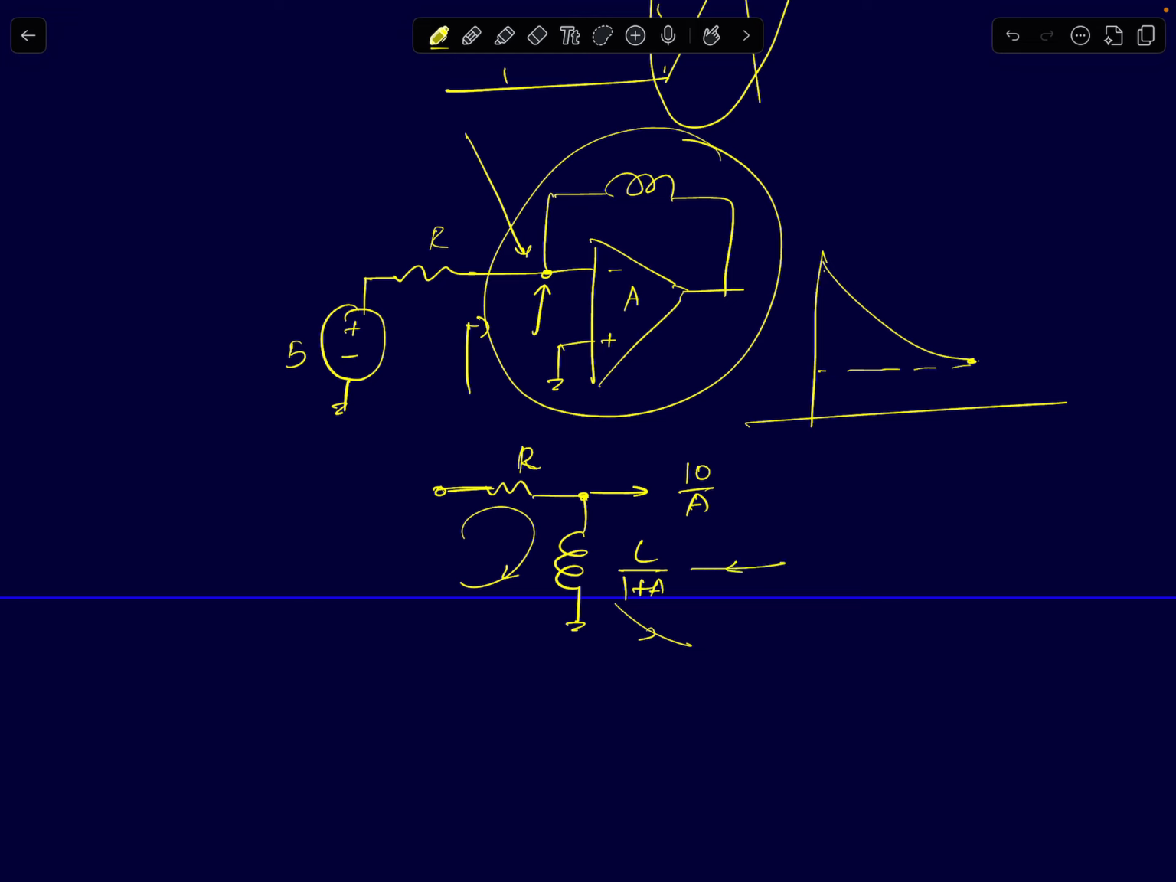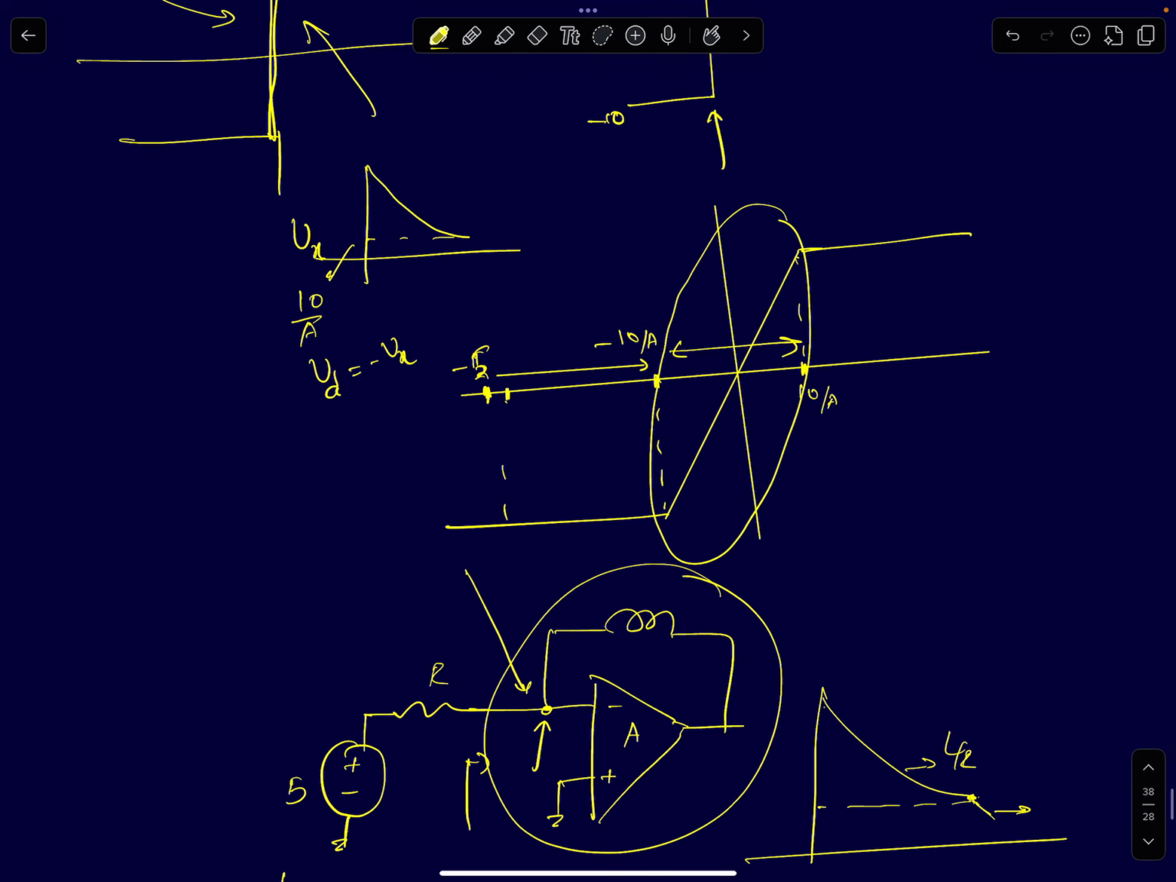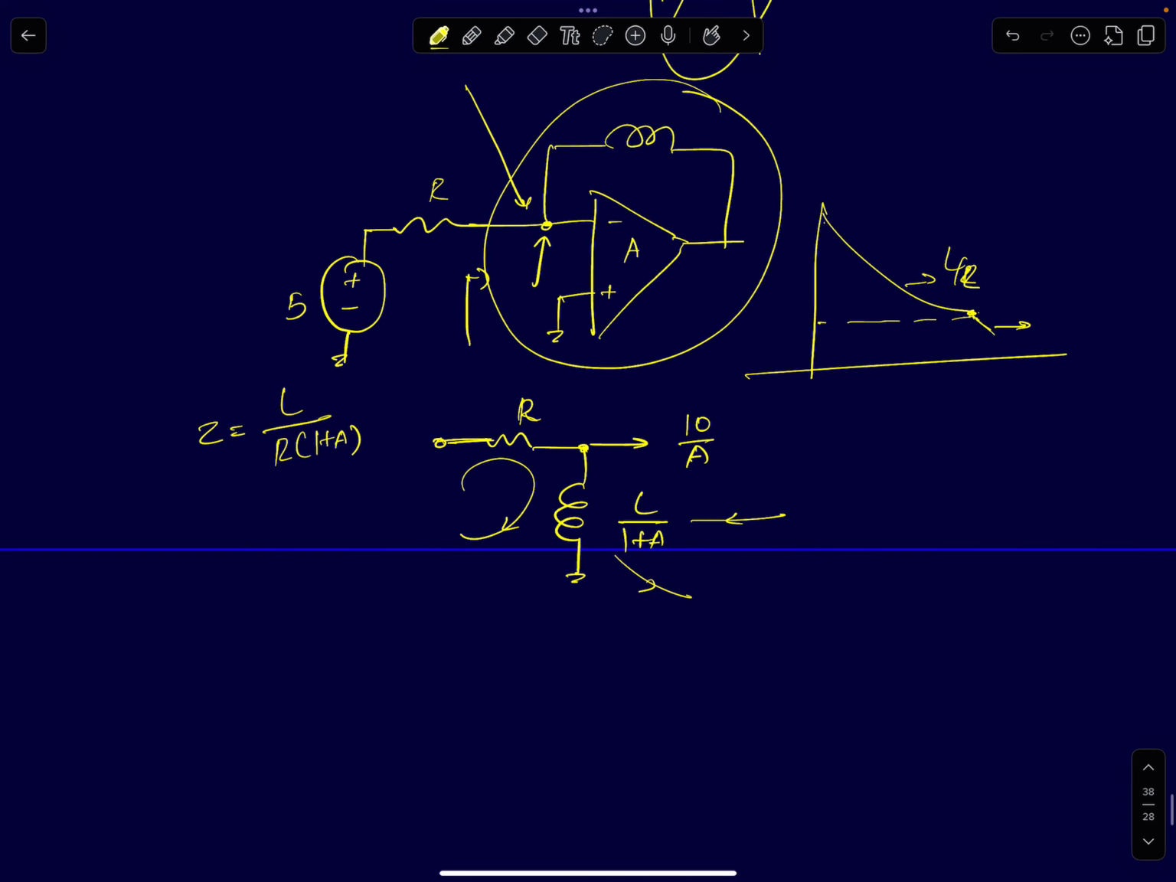So now the time constant will become RL by 1 plus A, and we showed that suddenly you will have a step change in the time constant here. Here it was L by R. Here it will become L by R into 1 plus A. Okay, that's the time constant. So here it is L by R, and here it will suddenly decay much faster to 0 volts.